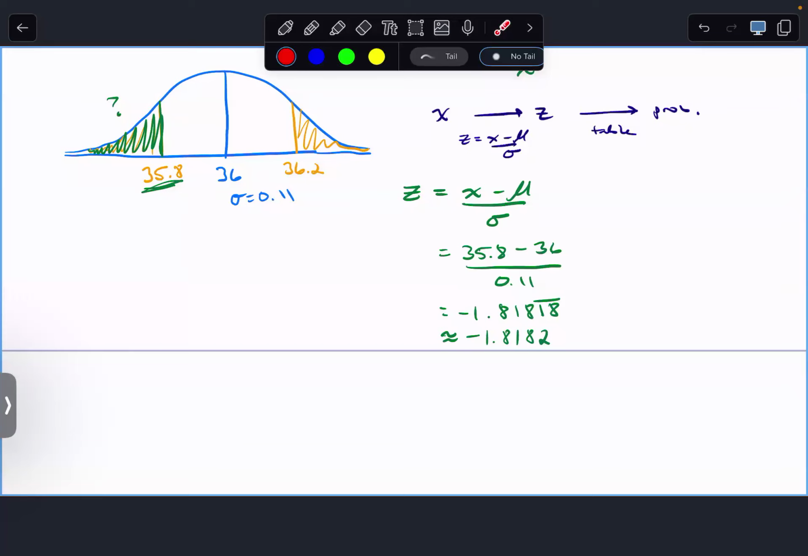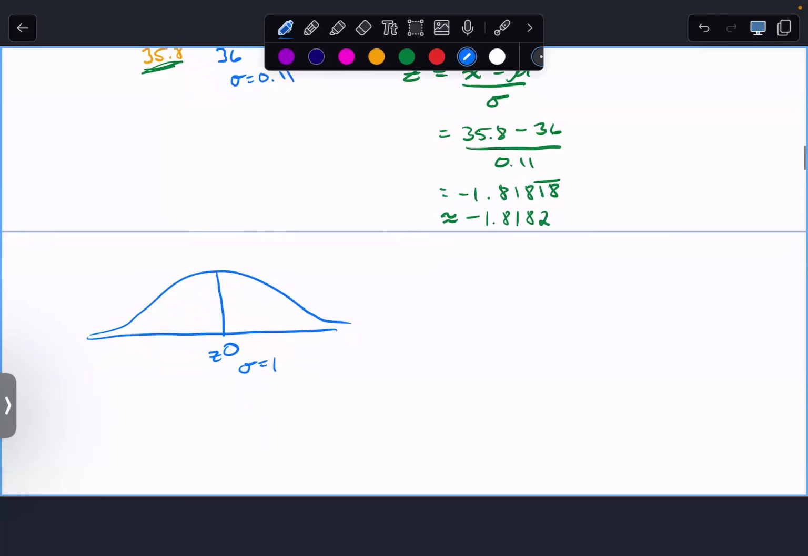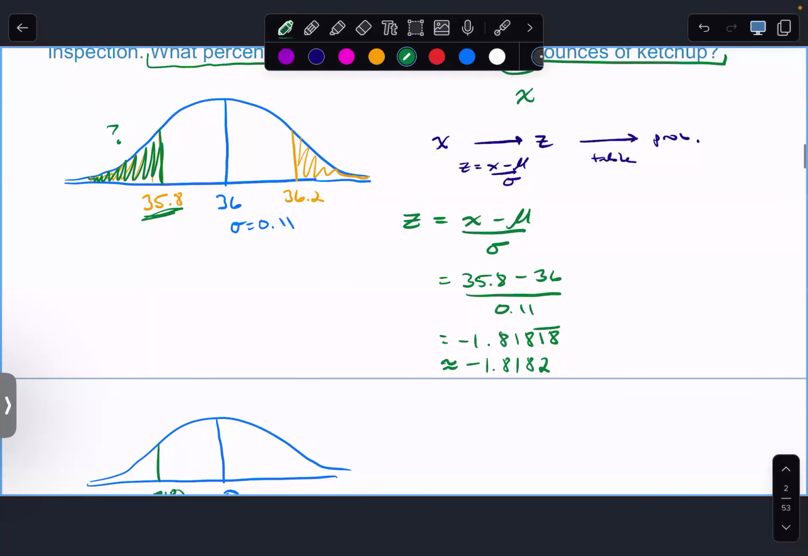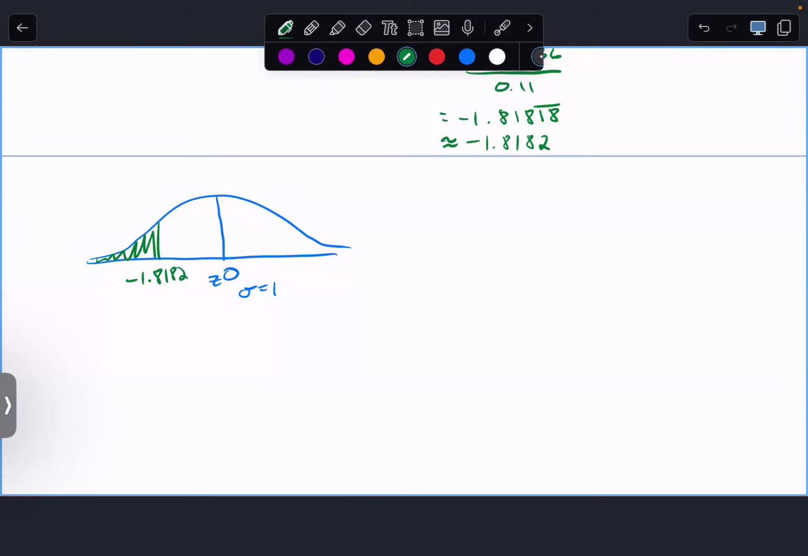So now what this looks like is we have this exact same curve. It's the same shape, but now Z is centered on 0 with a standard deviation of 1. And we found a Z of negative 1.8182. That's the same curve that we had here. It doesn't matter. It's just been shrunk down, standardized, right? But the area that we want is the same.